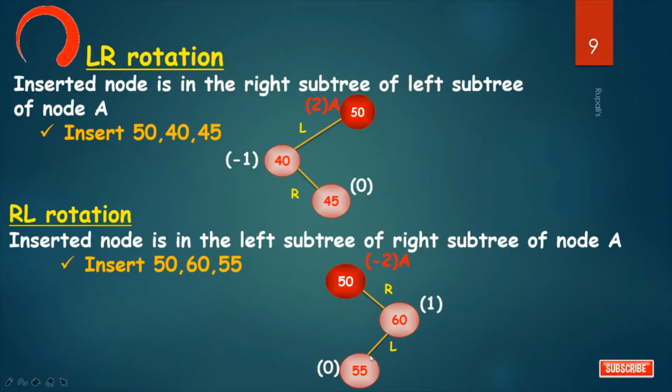Now see which one is our nearest ancestor of the newly inserted node. It is 60, but the balance factor of 60 is 1. So the next nearest ancestor is 50 and the balance factor of 50 is minus 2. RL rotation is required when the newly inserted node, here 55, is in the left subtree of the right subtree of node A. So I am marking this node as A, and the newly inserted node is in the left subtree of the right subtree of node A, then one RL rotation is required.